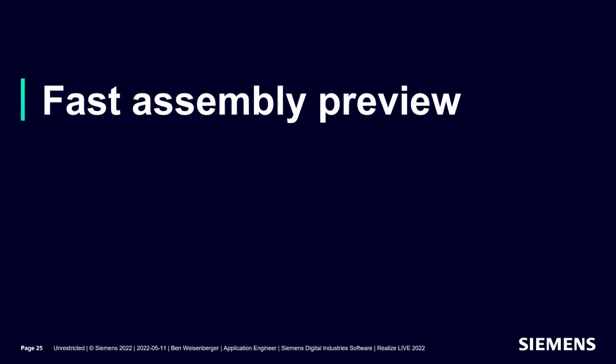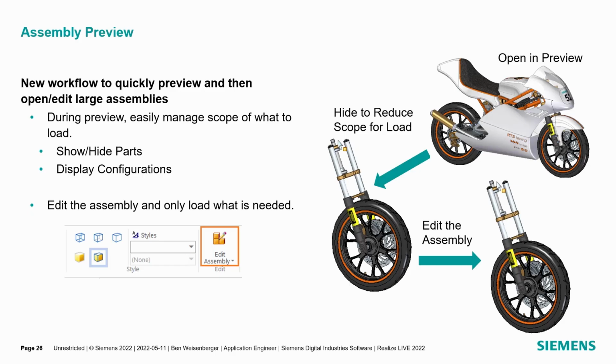Next, we'll look at an enhancement added in Solid Edge 2022, Fast Assembly Preview. Large Assembly Preview allows us to open assemblies of any size in a matter of seconds, even with tens of thousands of parts. We can then manipulate the display, hiding and showing parts, changing display configurations, all with a view to simply focus on the area of the design that we need to work on, then ultimately edit the assembly. All this allows us to work faster, saving valuable time. Let's take a look at an example.